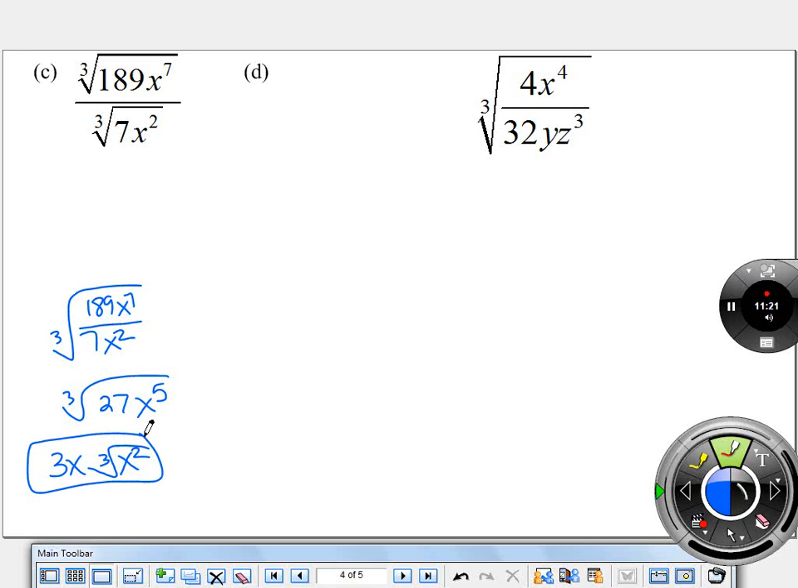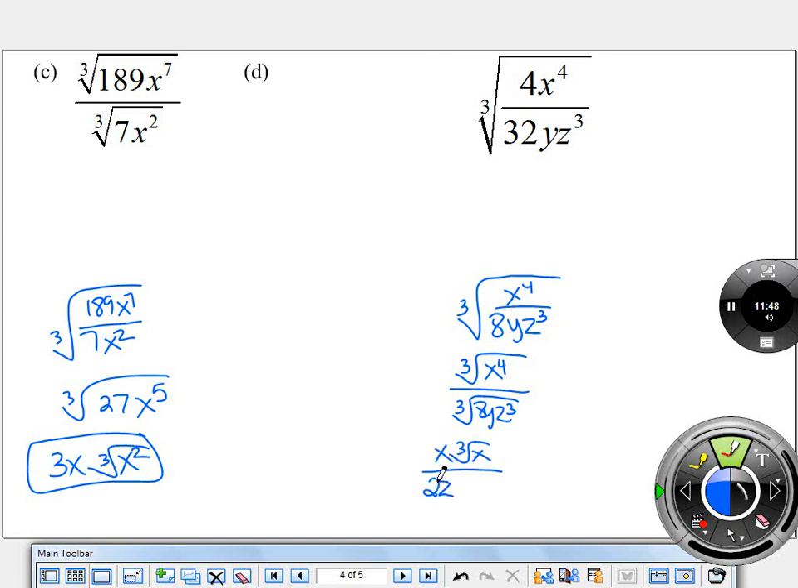So I have something similar in the next problem. When I simplify it, 4 and 32 have common factors, so I'm left with an 8. And 8 has a cube root, and in the numerator, so does x to the 4th. So now I'll start separating it and thinking about what's happening in the numerator versus what's happening in the denominator. And when I simplify this, I'll get x times the cube root of x over 2z times the cube root of y. Radicals are fine, but we normally don't keep radicals in our denominator because we want it rationalized.